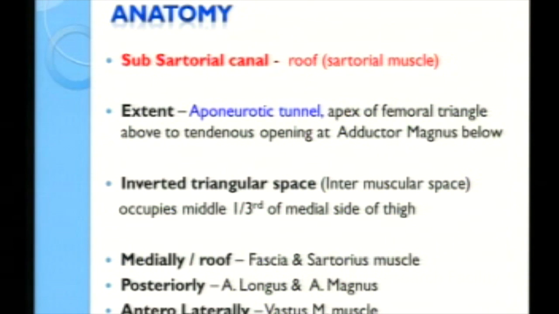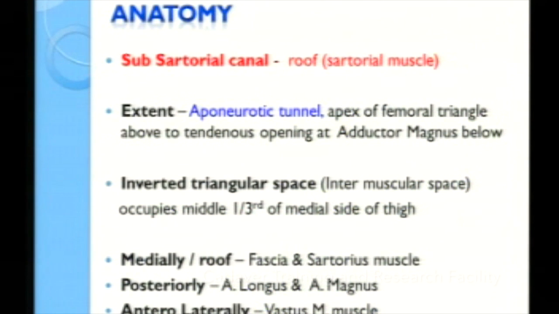So the extent of this canal, it is actually an aponeurotic tunnel, and the extent is from the apex of the femoral triangle to the tendinous opening, or hiatus, in the adductor magnus below. It is actually a triangular space, an intramuscular space, because it is surrounded by muscle on all three sides, and it occupies the medial 1/3 of the thigh.